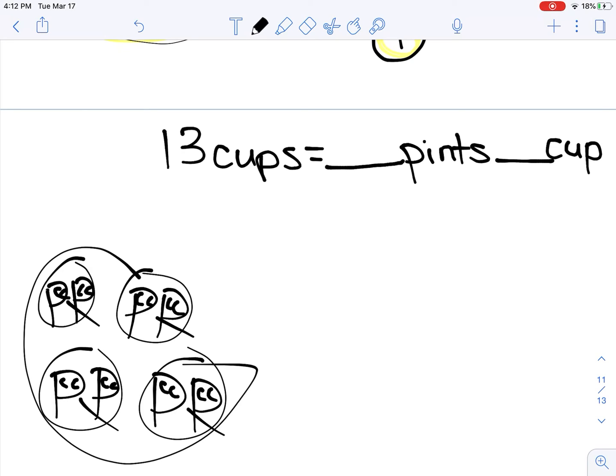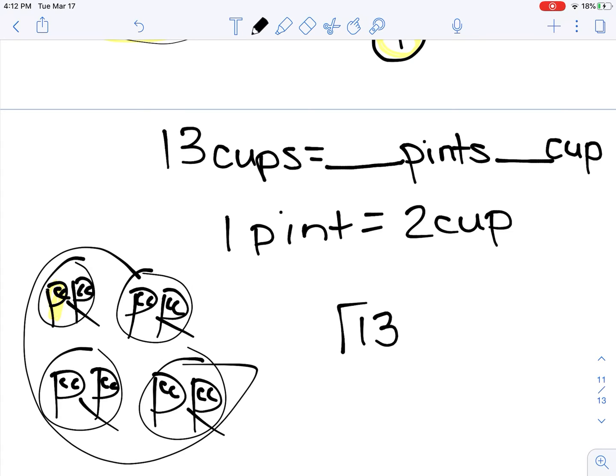So the conversion, if you look at the P's and the C's, again, I see 2 C's in every P. Actually, pardon me, I'm going to say 1 pint equals 2 cups. I've been doing that each time. Cups to pints, the C's are smaller, so small to big means divide. 13 divided by 2, strategy for skip counting.